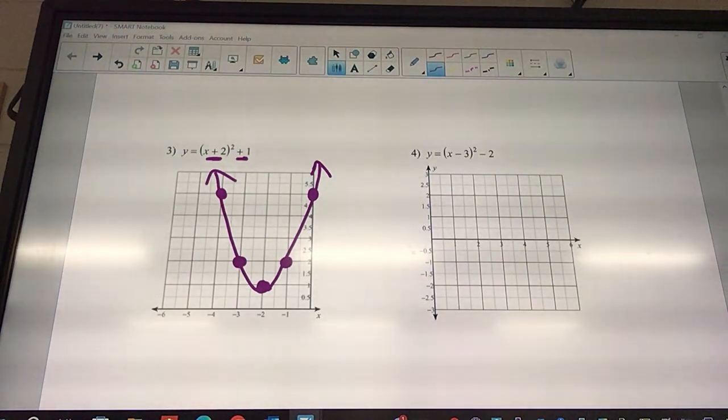Okay? If you're just copying down and you're like, oh, she's got a dot at 2, 3, I need to put it up. You're not going to learn. I promise you.